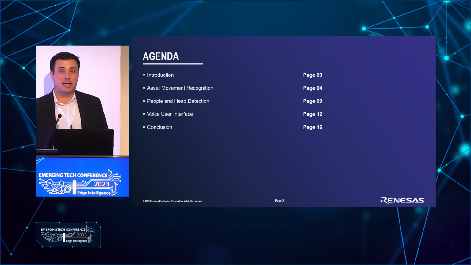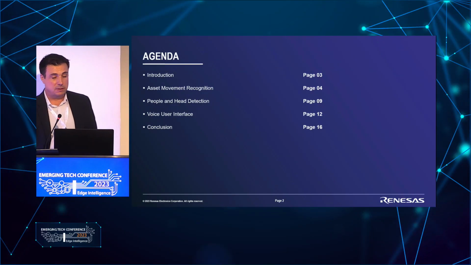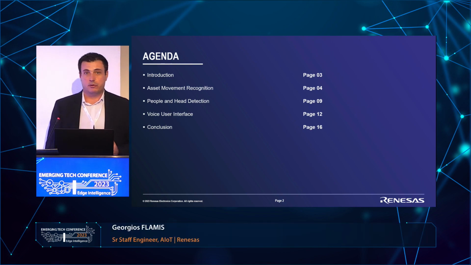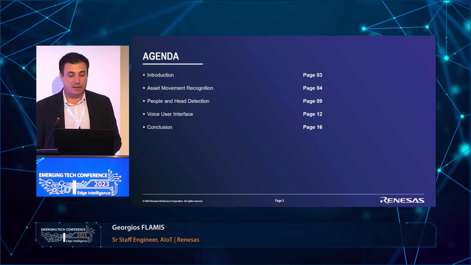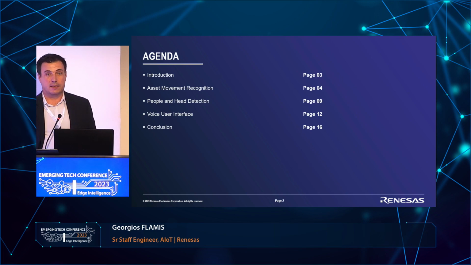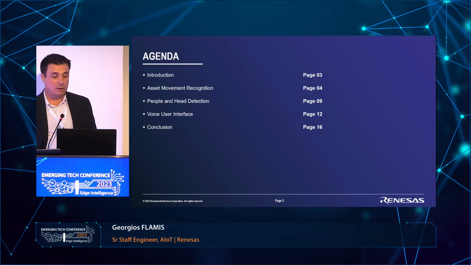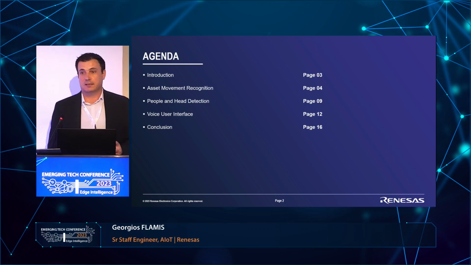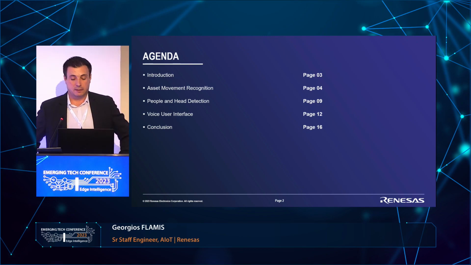So I'm going to make a quick introduction, mostly to refresh and tell you about the advantages of the edge AI applications and technology. And then I'm going to explain the 3 demos that we have prepared for this event. First is the asset movement recognition, which is a Reality AI-based solution. And people and head detection, that is more like a computer vision task that we have done together with one of our partners, and of course voice user interface that relies on voice commands and voice recognition.